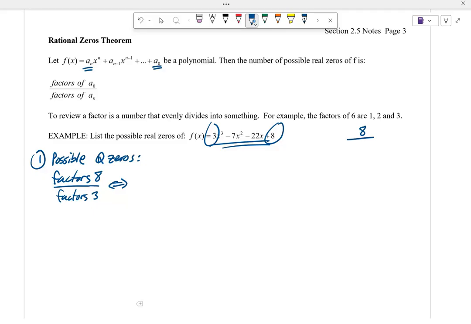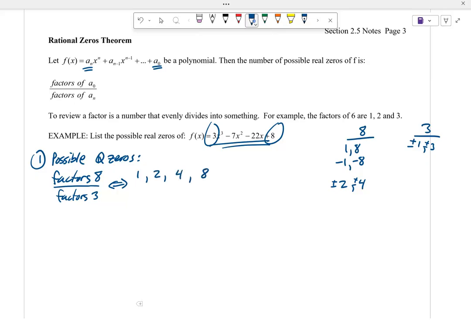Like factors of 8. I could have 1 and 8, but I could also have -1 times -8 gives me +8, right? I could have 2 and 4, or -2, -4, right? So I'm going to just put a plus minus on that. And those are factors of 8. Factors of 3 are just 1 times 3 or -1 times -3. So I'm just going to put a plus minus on that. So let's write out all our factors of 8. I'm going to write them in order. 1 and 8, 2 and 4.